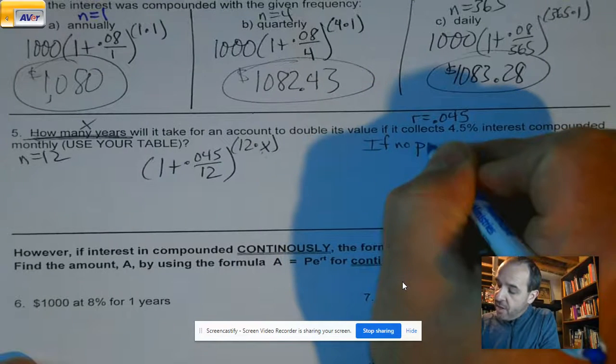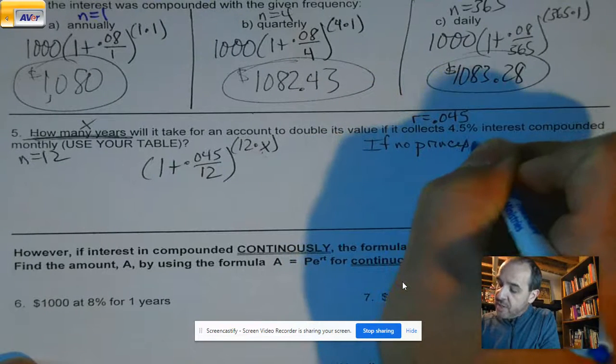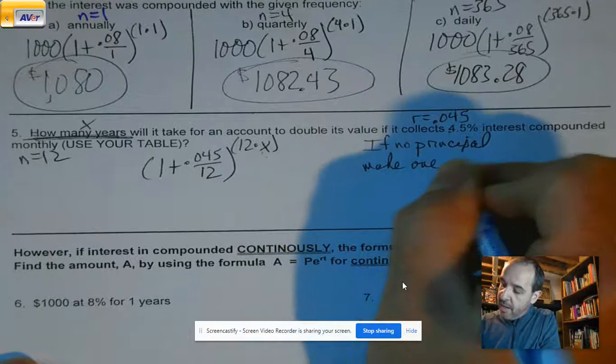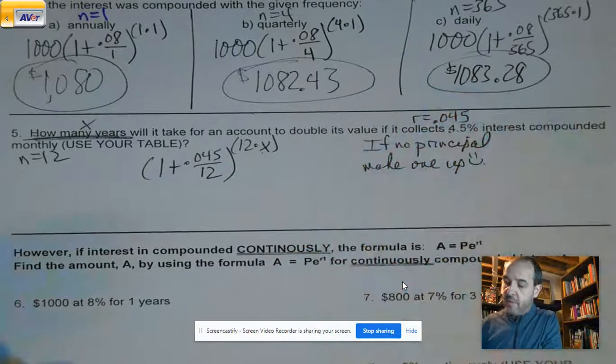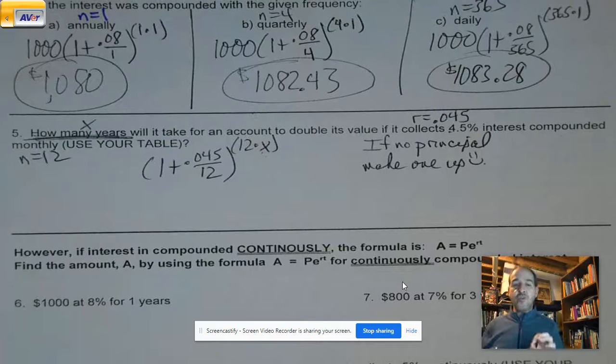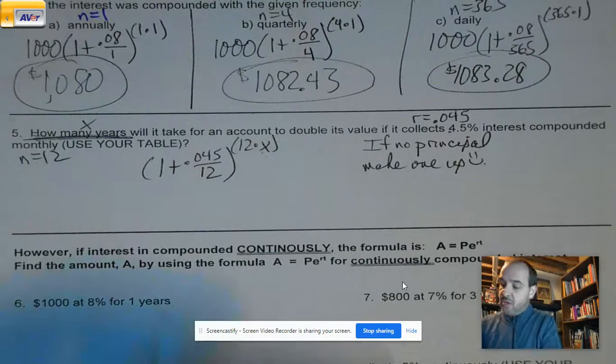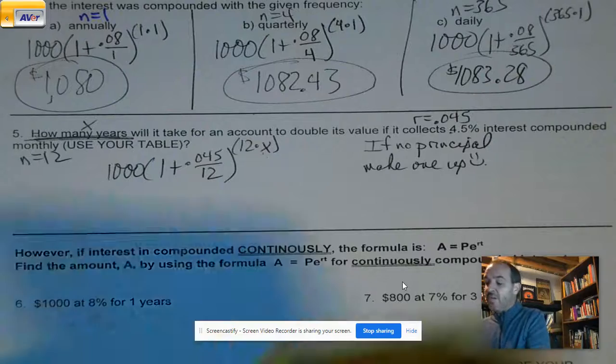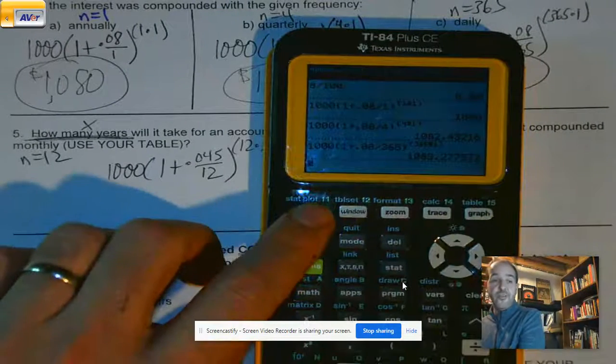If you are given no principal, if you are given no starting value, make one up. The answer you get at the end will be the same, whether you put in 100, 1,000, 1,000,000, whatever. Mathematically, it's going to grow at the same percentage. It's just the amount you're doing. So normally I just use 1,000. If you want to use 1,000,000, if you want to use $1, I'm telling you, it'll do the same thing.